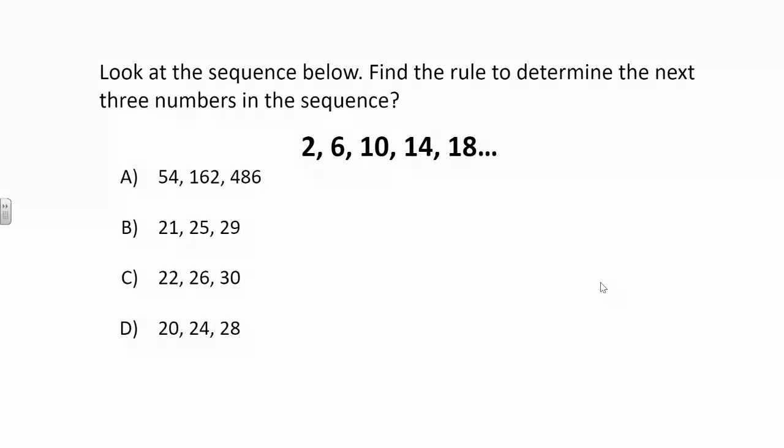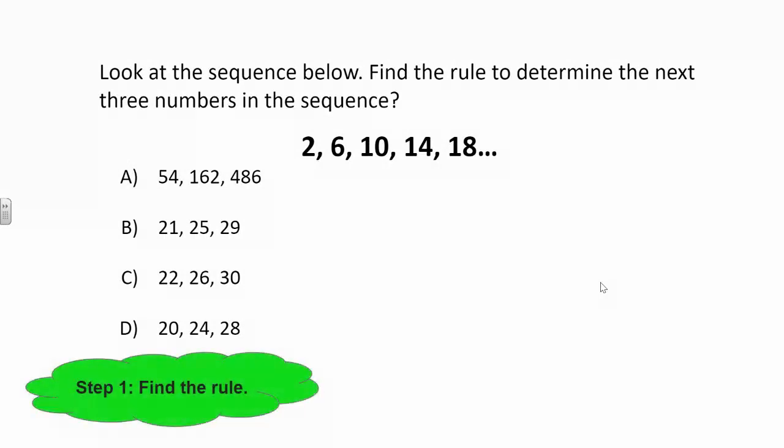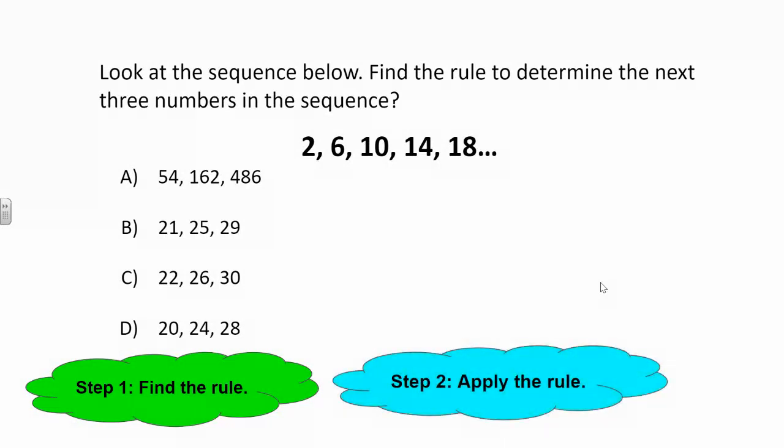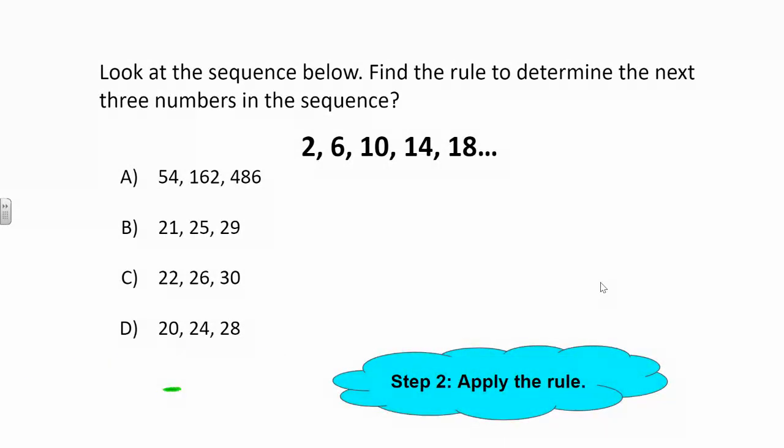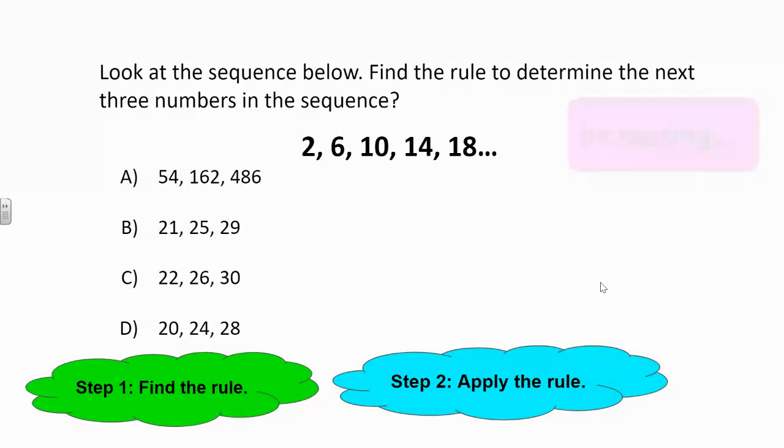So again, you'll see that dot, dot, dot after the 18. That means that the sequence is going to keep going. The question is saying, okay, well, if it keeps going, what would the next three numbers be? So it's really a two-step process. First thing you need to do is figure out what rule is happening. And then once you know the rule, then you can apply the rule and use it to create the next three numbers. So let's talk about, again, finding the rule.